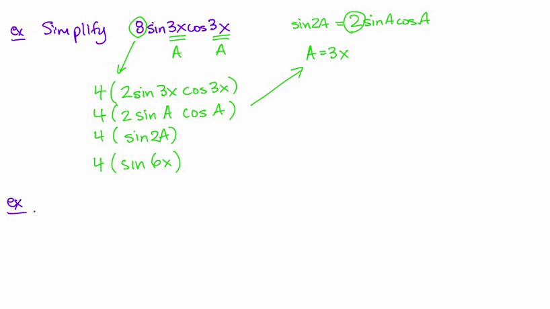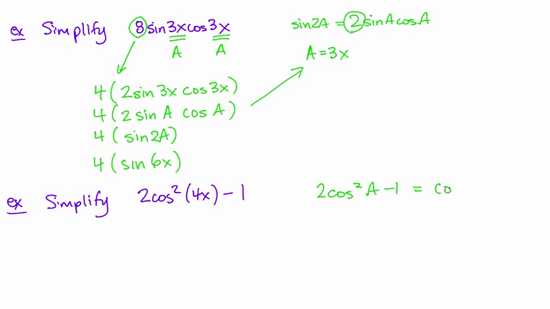Here's another one for you. Let's see if we can simplify 2 cos squared 4x minus 1. So if you can identify that 2 cos squared A minus 1 is the same as cos 2A, then you can see that this part is really like your A value. And so this simplifies to cos of double 4x, which is cos of 8x.